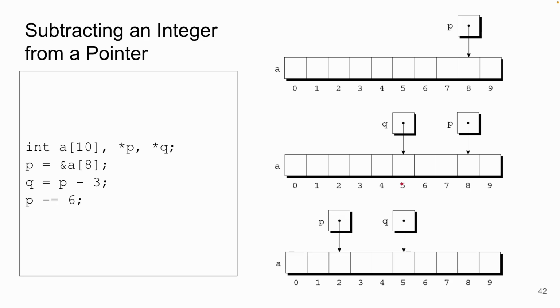Then I can do the same thing, that is, I use the compound assignment. I subtract 6 from P. And then I update this value to P. So that is why after the last statement here, P right now points to 8 minus 6, that is 2. So P points to the 2nd element right now.